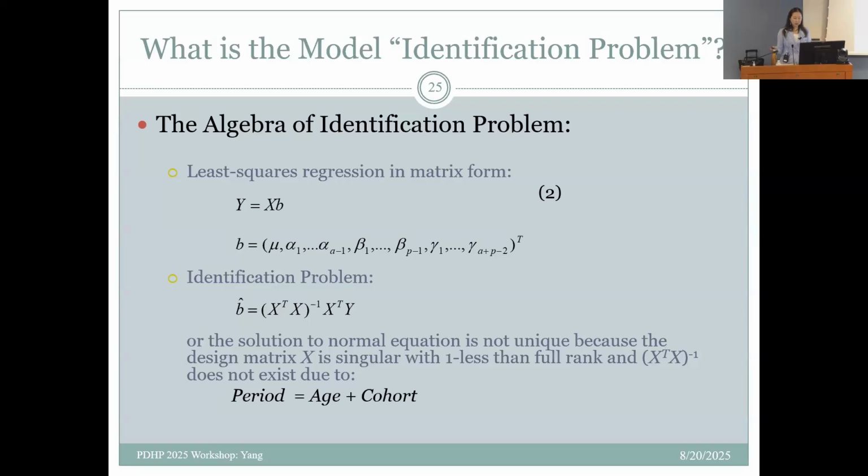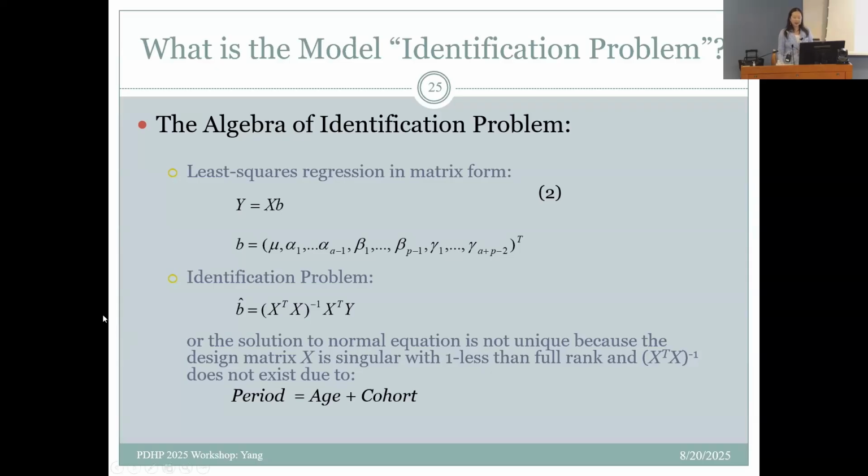Normally it works great. However, in this case of a linear model fit to this kind of data, it does not work. The reason being, the linear relationship between these three variables, period being equal to age plus cohort, induces a design matrix X that is singular. A singular design matrix basically means some columns of the X can be linearly combined or summed to produce columns that are identical to other columns. So when this is the case, the X prime X is also singular, and a singular matrix does not have an inverse. So the X prime X inverse does not exist.